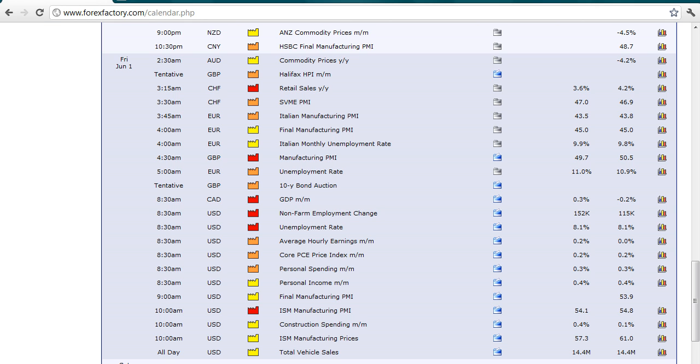And at the same time, we have the US unemployment rate that comes out, expected to stay the same at 8.1%. And to round off the week, we have the US ISM manufacturing PMI. It's a big piece of data that's forecasted a slight decrease at 54.1. Previously was 54.8.